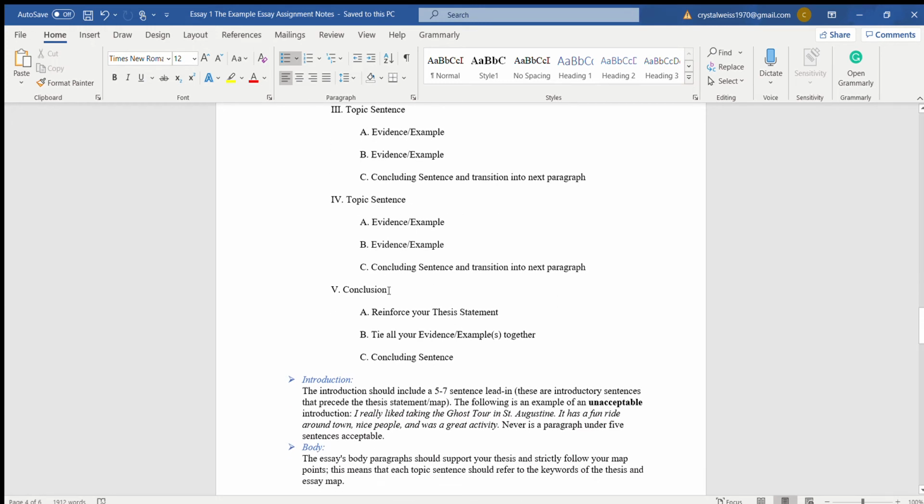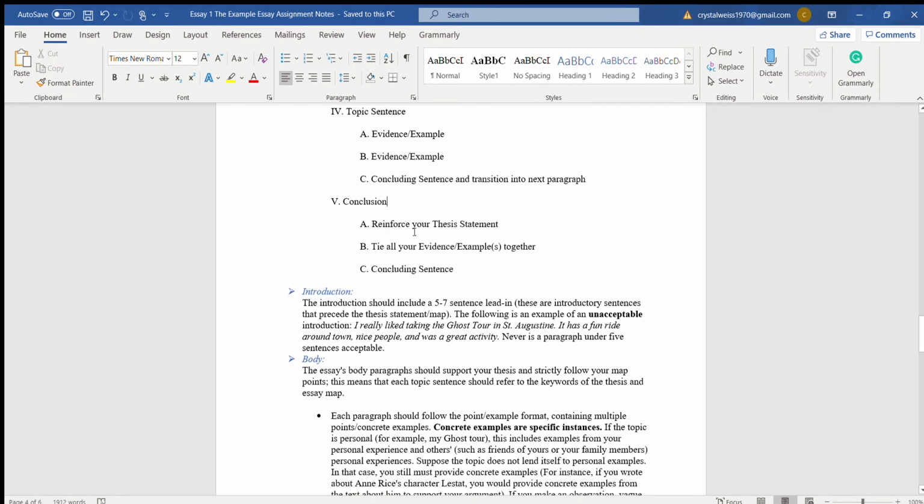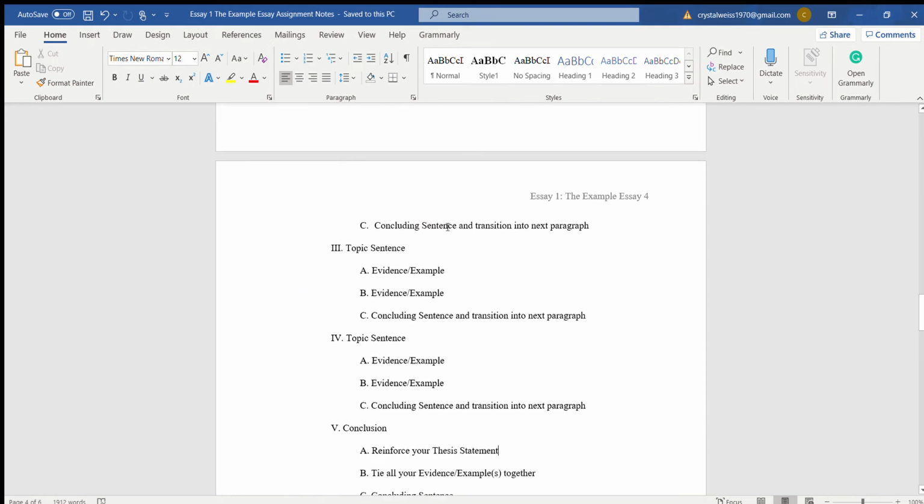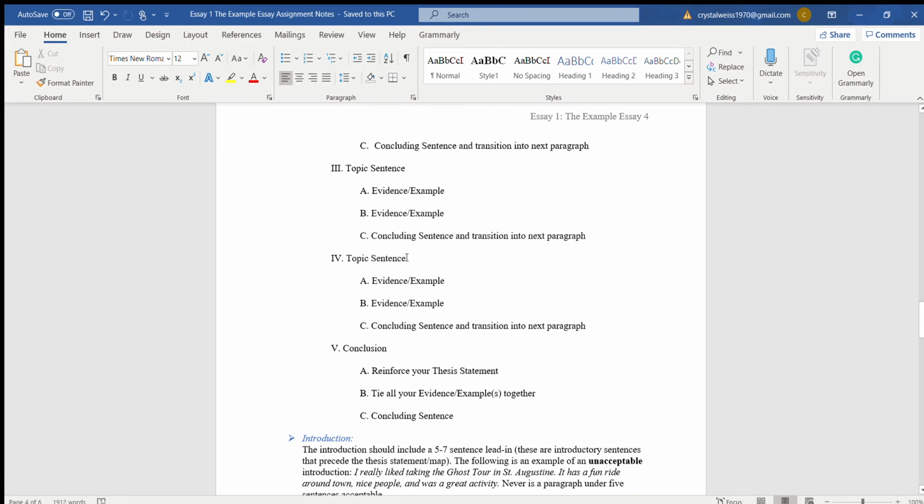Then you're going to have conclusion. Now, this can remain the word conclusion, just like for introduction. You're going to reinforce your thesis statement. I know many of you have been taught in high school to simply restate your thesis statement. Those days are gone. You do not restate baldly your thesis statement and essay map, okay? You reinforce it.